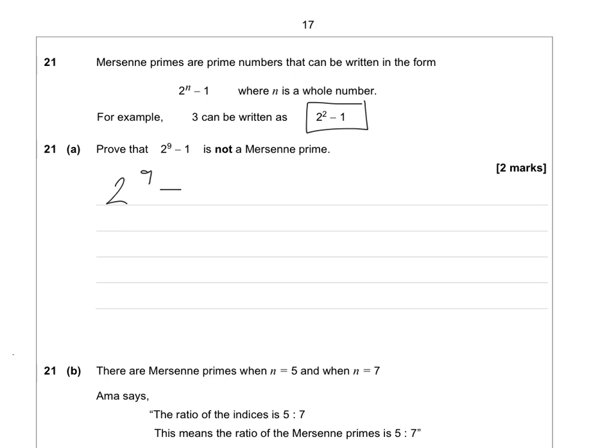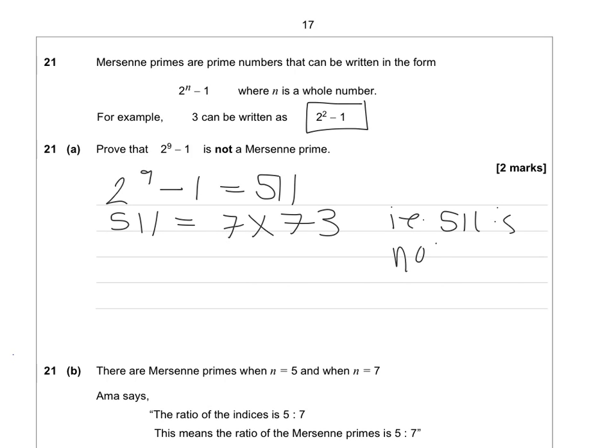So 2 to the 9 minus 1 is equal to 511, and 511 is actually equal to 7 multiplied by 73, which you can work out by testing 511 for divisibility and cycling up through numbers. 7 times 73 is 511, i.e. 511 is not a prime, let alone a Mersenne prime.